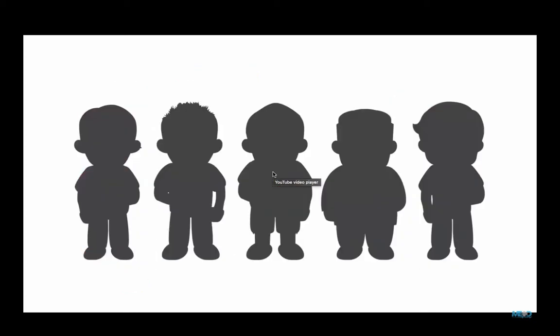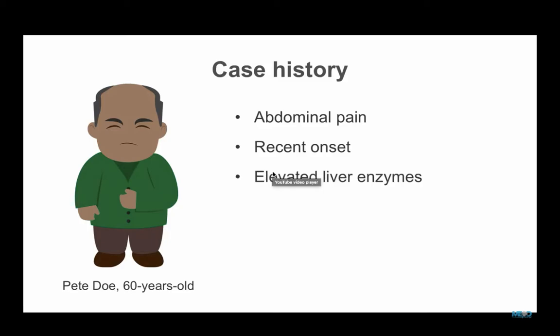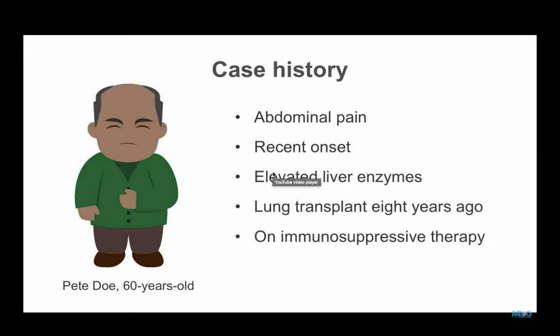Let's see our next patient. Our second patient is Pete. He suffers from abdominal pain of recent onset. In the lab report, we can already see elevated liver enzymes. Pete received a lung transplant 8 years ago. Currently, he is on immunosuppressive therapy. Furthermore, he tells us that he's a passionate hunter.